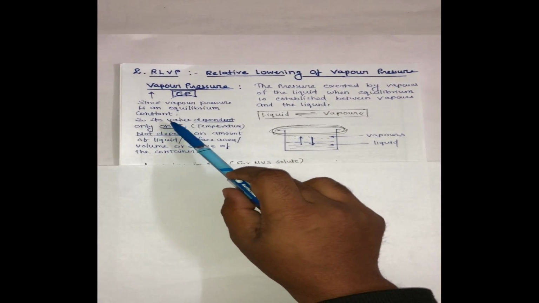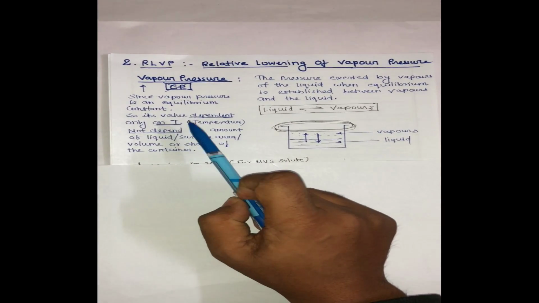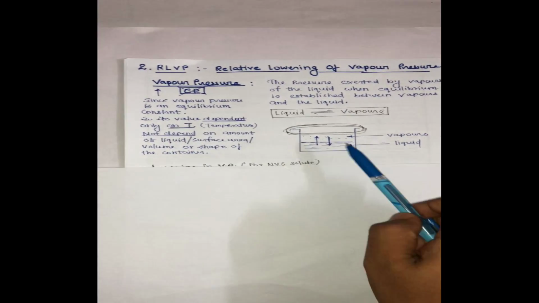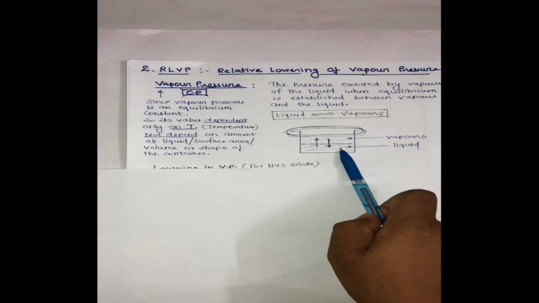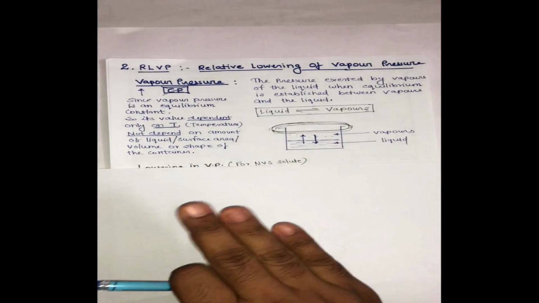Therefore its value depends only on temperature, as an equilibrium constant depends only on temperature, not on the amount of liquid, surface area of liquid, or volume or shape of the container. So therefore vapor pressure is not a colligative property.